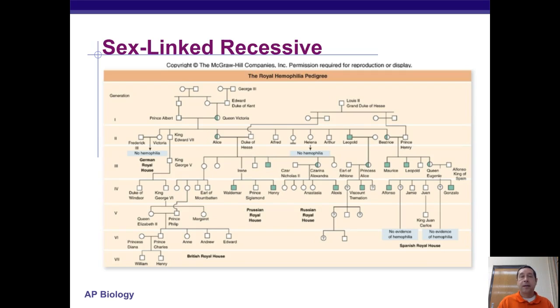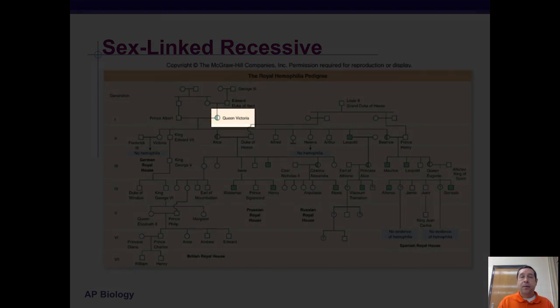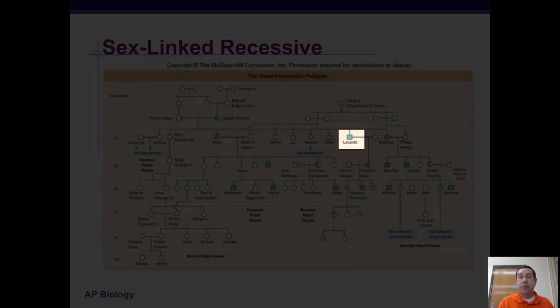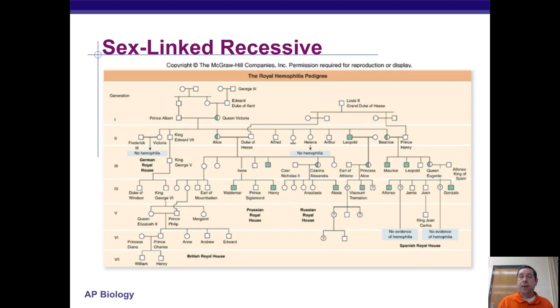Here's an example of a sex-linked recessive trait. This is for factor VIII hemophilia. This is from two royal families. And you'll notice Queen Victoria is half filled in. Queen Victoria was the first person to have the mutation that led to factor VIII hemophilia, and one of her sons, Leopold, was the first affected individual. So if we look at this, you see a few female carriers, but you don't see any females with the trait hemophilia, but you do see some males. So that tells us it's a sex-linked recessive trait.